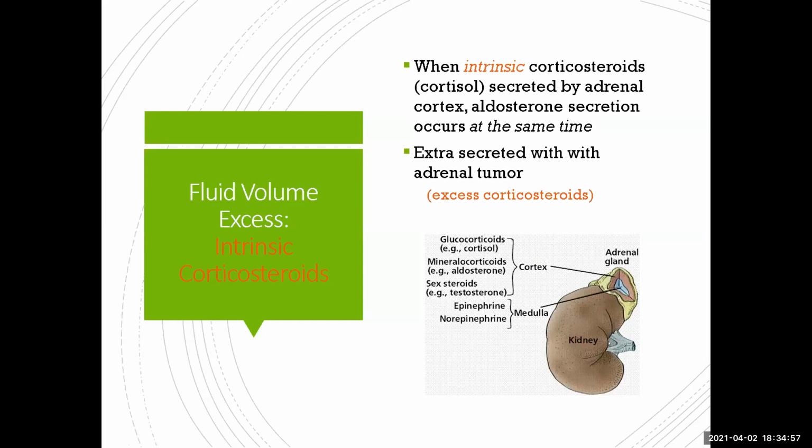When intrinsic corticosteroids, which is cortisol, are secreted by the adrenal cortex, aldosterone secretion occurs at the same time, okay, so that's causing the fluid volume excess. And another reason for excess corticosteroids is if you have an adrenal tumor. Correction for this one is going to be surgery.